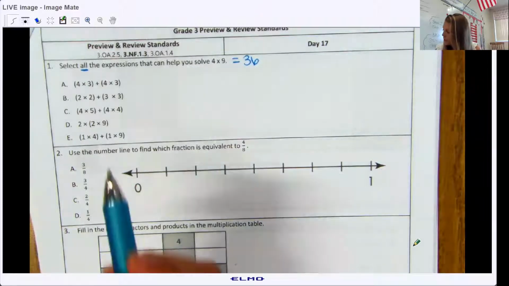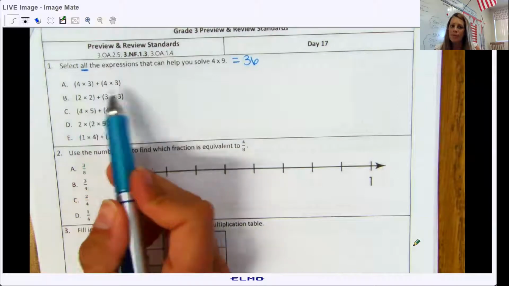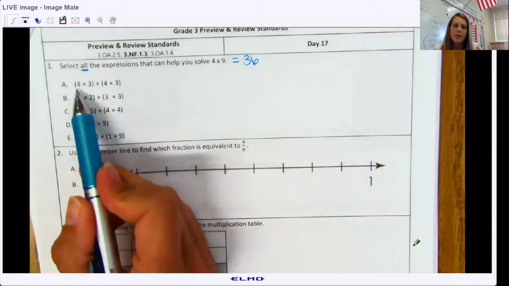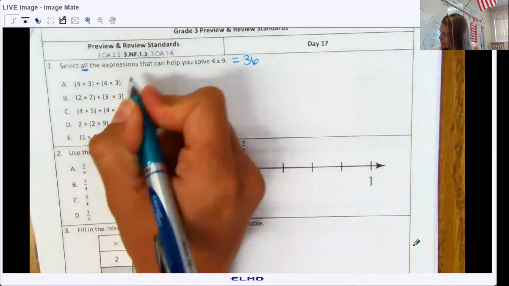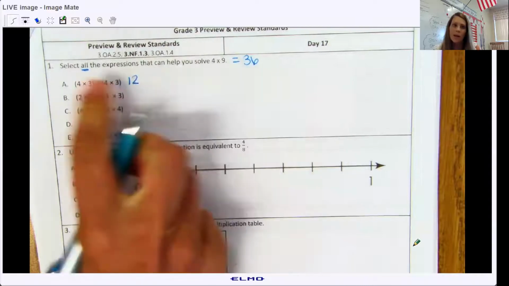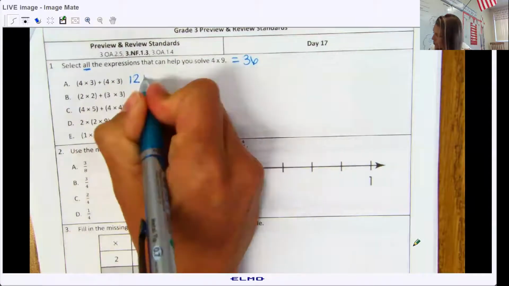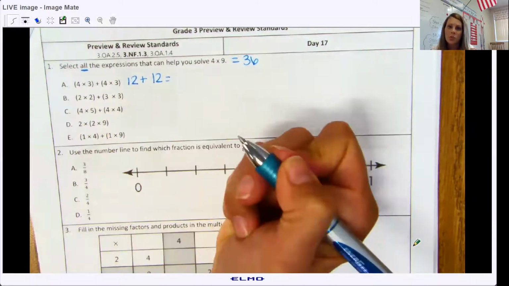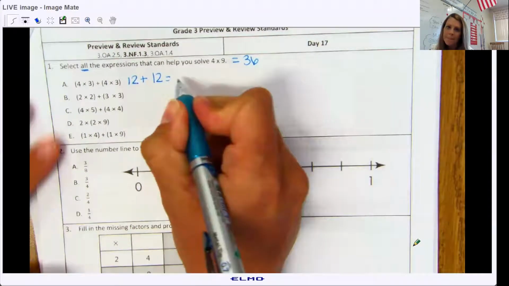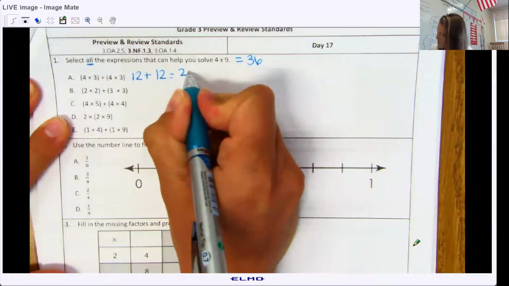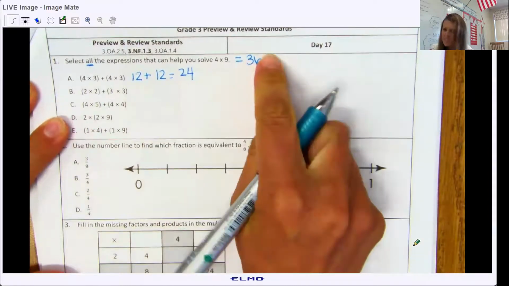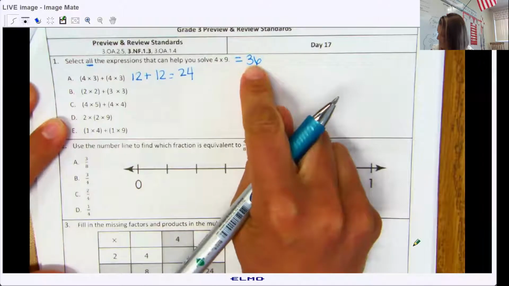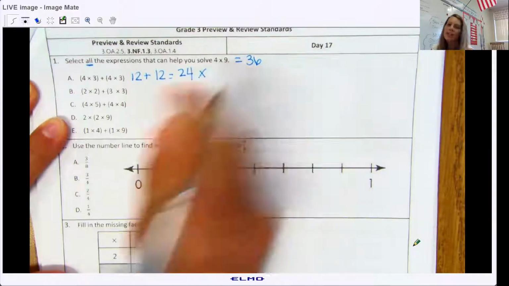Okay, so if we look, we always do the parentheses first. So 4 times 3 I know is 12 plus 4 times 3 again, which equals 12. And 12 plus 12 equals what? 24. Is that equivalent to 36? No way.